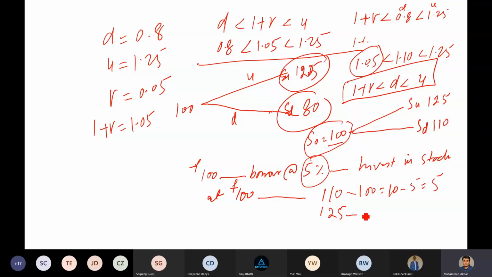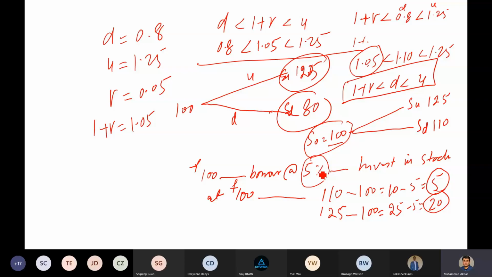If it is at 125, I'll have the same thing. So I'll have higher gain, 25 minus 5. So I'll have how much gain? 20. What is happening? I am able to borrow at a rate that is less than the rate of return if the stock price goes down. So there is no chance of me losing money in the future.